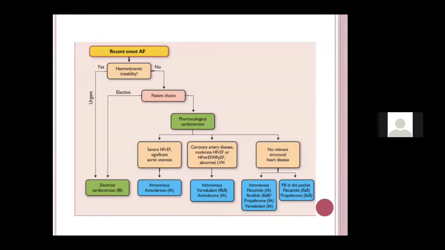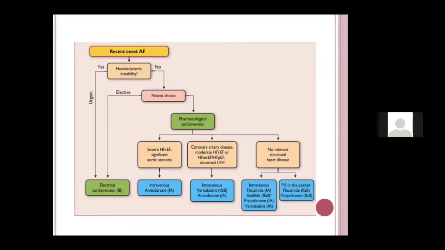If the patient has LVH more than 15 mm, coronary artery disease, mitral valve disease, LV dysfunction less than 50%, or heart failure, in that group you cannot give other drugs. You have to use only amiodarone, IV amiodarone or oral amiodarone. So that is something you should know. That is why amiodarone is very popular, because most patients with AF will have some structural heart disease, and we invariably end up giving amiodarone.